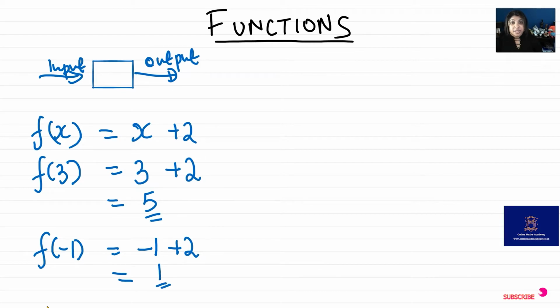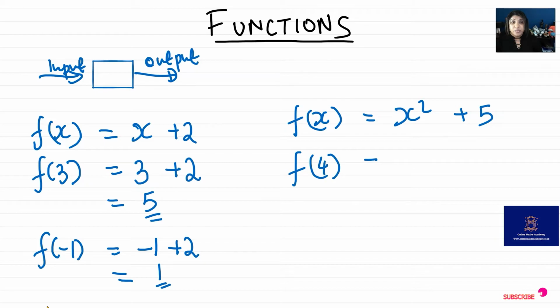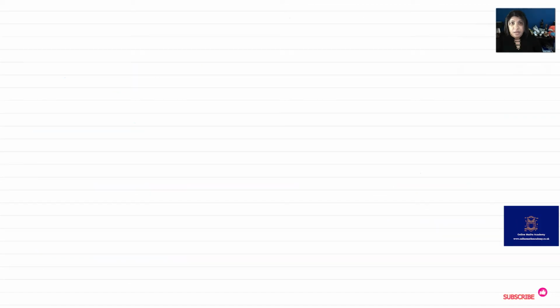Let's do another example. Let's say my f(x) this time is x squared plus, let's say, 5. And if I want f(4), what will my function do? Well, it will square the 4, so 4 squared, and then add 5 to it. So 4 squared is 16, and then add 5. My output will then be 21.